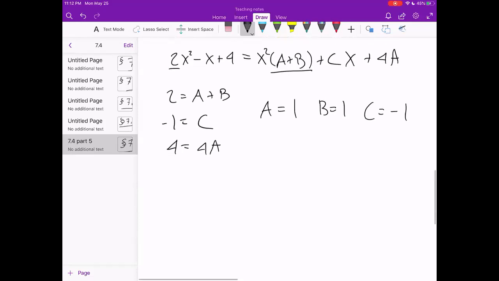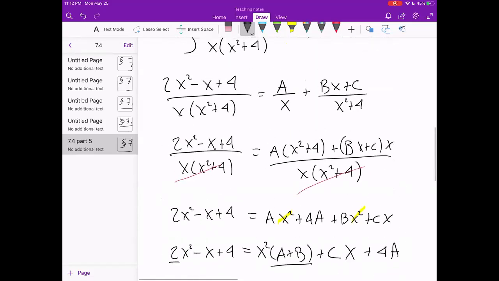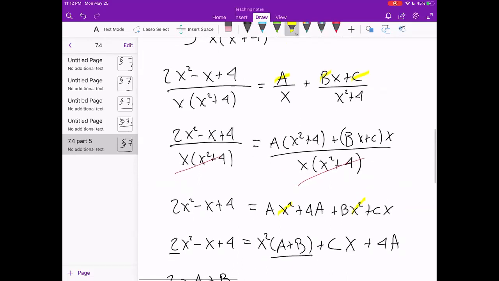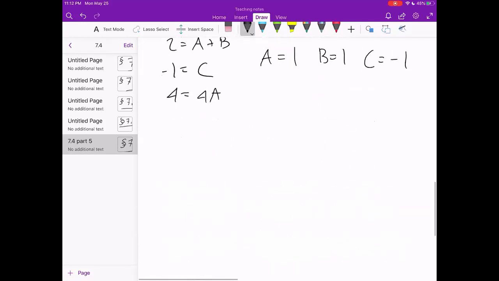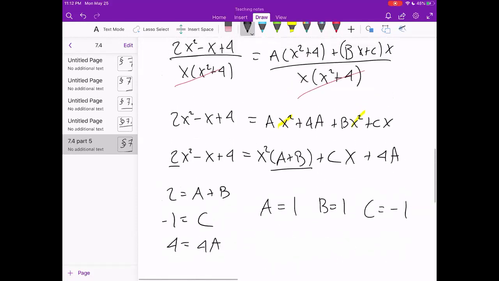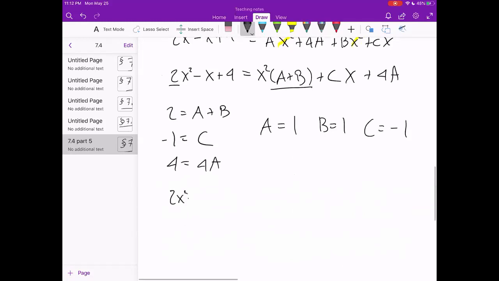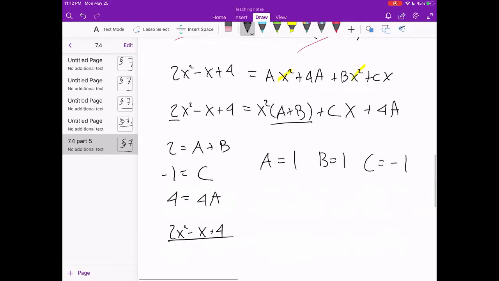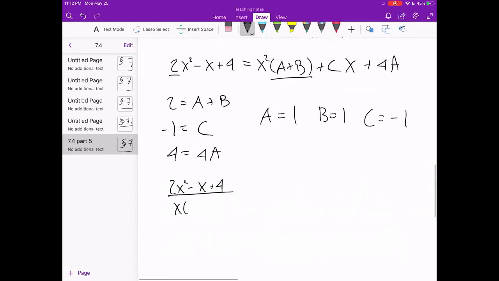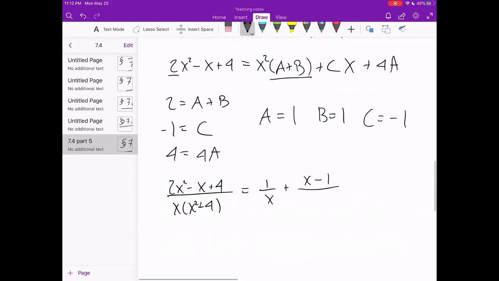And that tells me, the reason I do that again is because I want to know what a, b, and c are here. Now I can expand that. So what that gives me is 2x squared minus x plus 4 over x times x squared plus 4. This is going to be equal to a over x, so 1 over x, plus bx plus c, so bx is just x, plus c is -1, all over x squared plus 4.